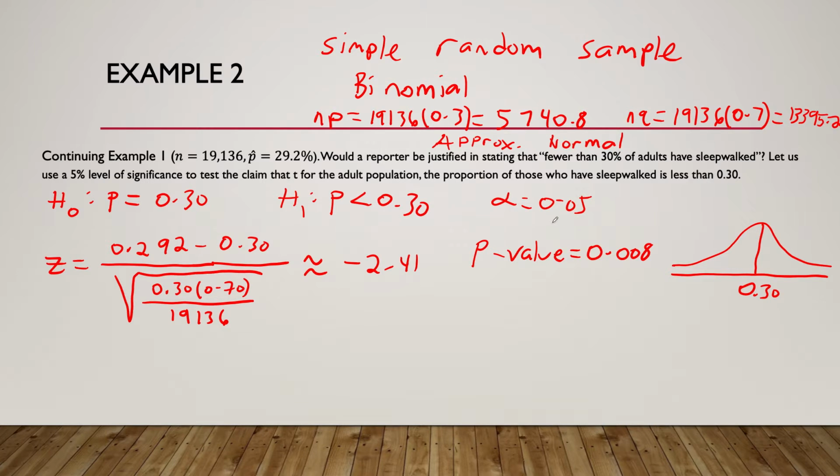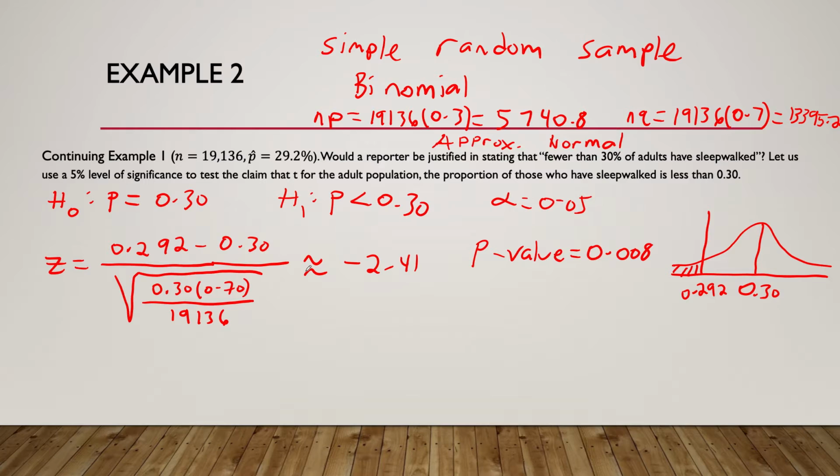And we want to find the value, well, this is going to be less than 0.30. Our value of p hat was 29.2, so that will be about here-ish. We want this area below it, which a test statistic of negative 2.41 is definitely going to put it below this, and it gives us a p-value of 0.008.